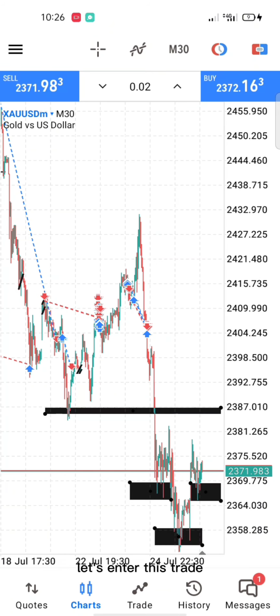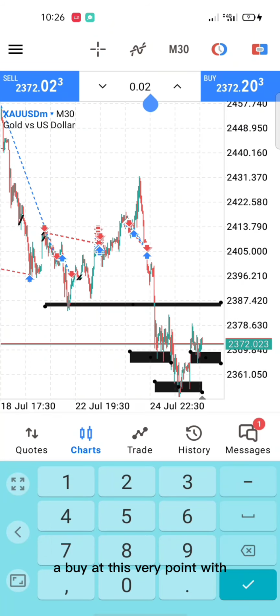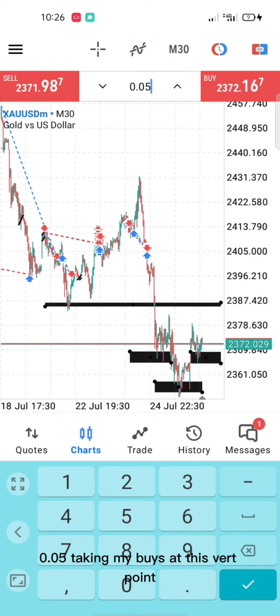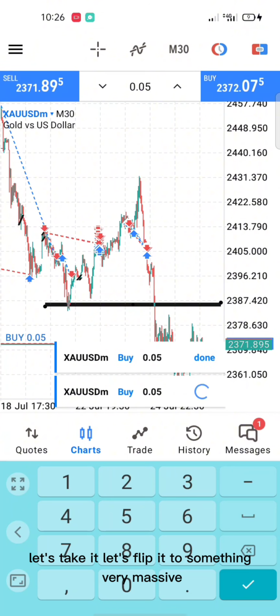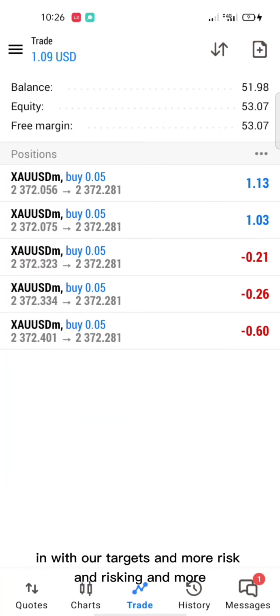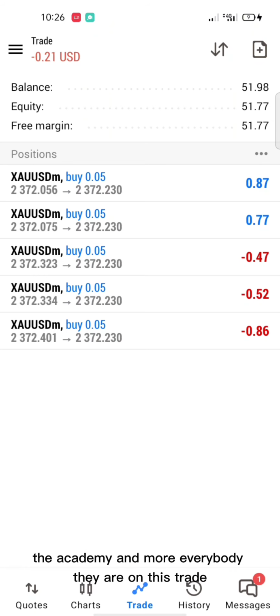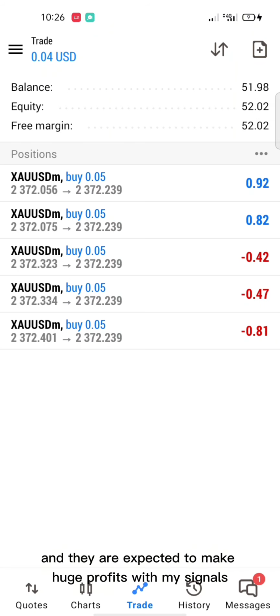So currently, let's enter this trade and flip it to a massive and mighty height. I'm taking a buy at this point to 0.05. I'm taking my buys at this point. Let's take it. Let's flip it to something very massive. Let's go. We're going in with our targets and risk, and we're already making profits because the trade is meant to buy. Both the VIPs, the academy, everybody, they are on this trade. They are expected to make huge profits with my signals, my mentorship and my teachings, everything.